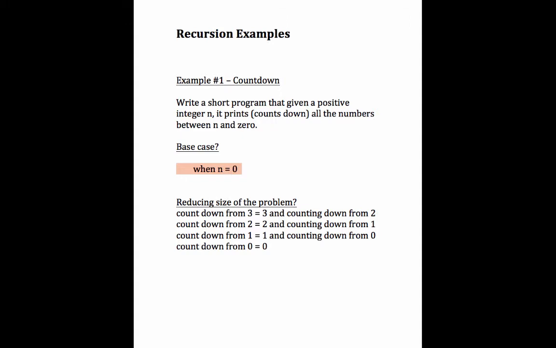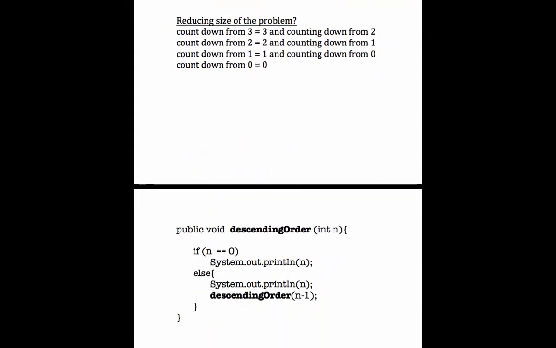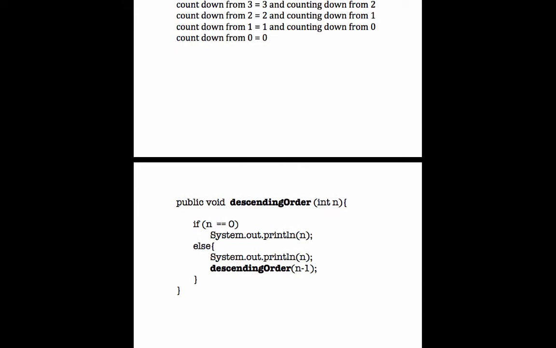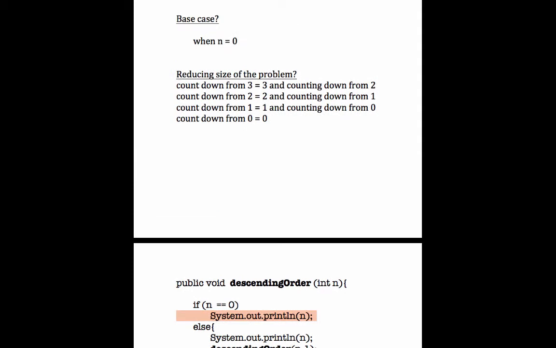So if I switch to the code that I'm trying to write, I'm trying to write now a method that I call descending order, that takes a value n, and value n is the initial value of my countdown. So I can say in my code, if n is equal to 0, then all I have to do is simply print that value. That is my base case. Else means, well, n is not 0, so I need to apply recursion to solve this problem.